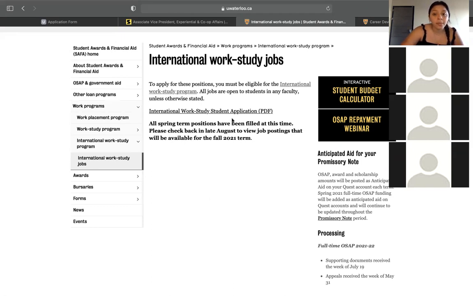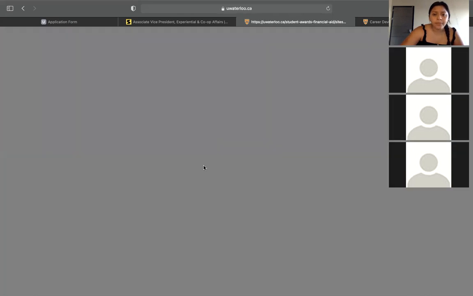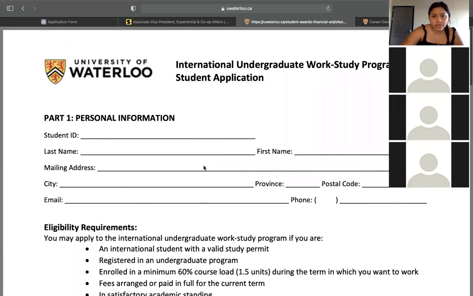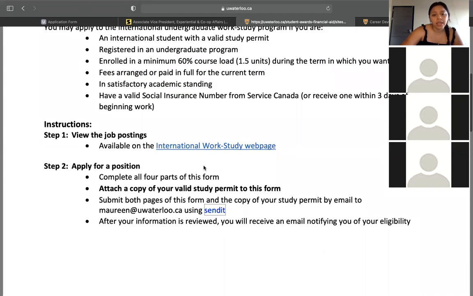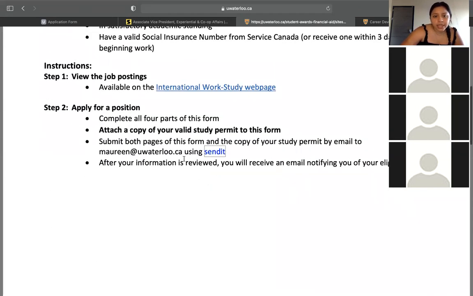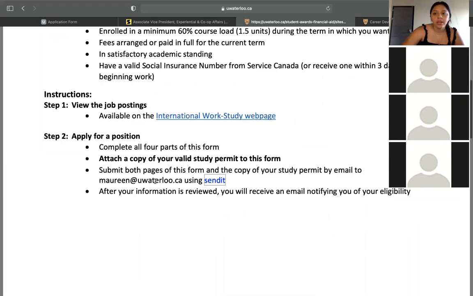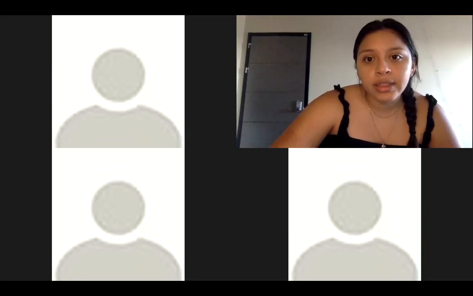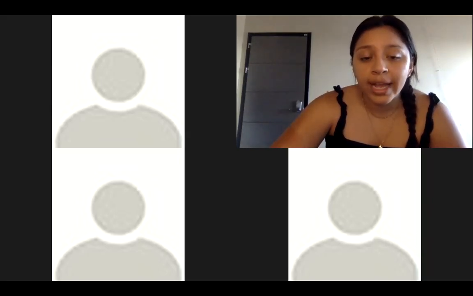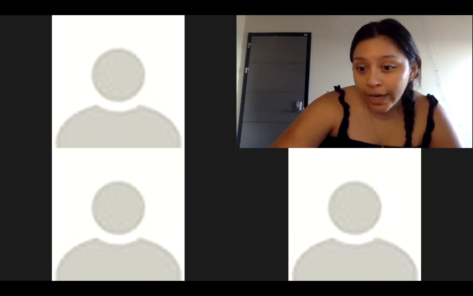You do have to apply through an application form. So something that looks like this, you can just download it, fill it in, and then go submit it. Here, there are all the instructions for how to do the application. So complete it, attach a copy of your valid study permit, and then where you have to send it. Yeah, so those are three main websites that you guys can go to find jobs.